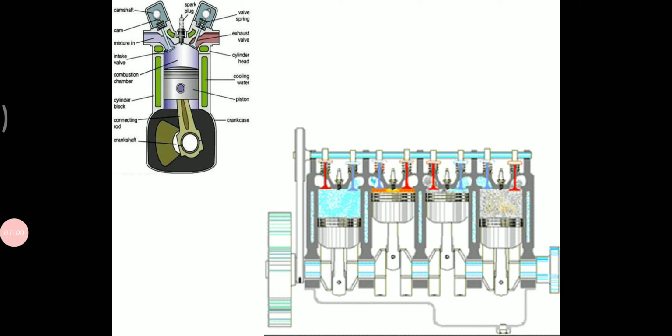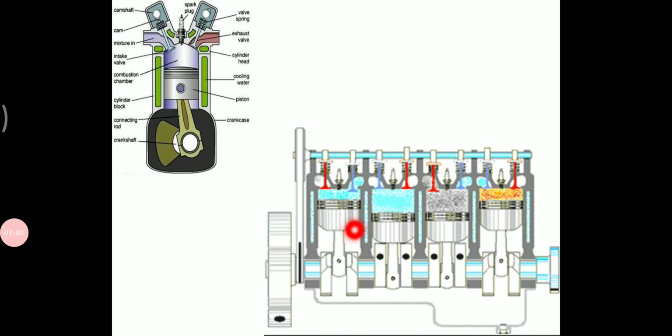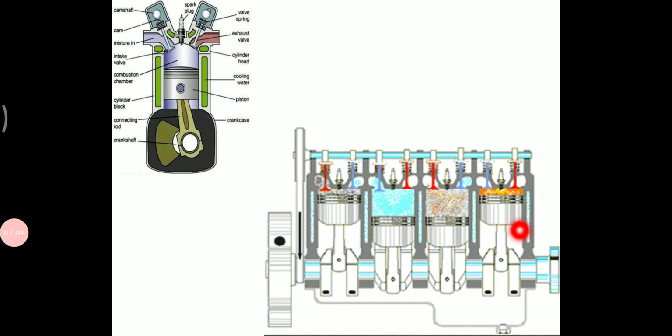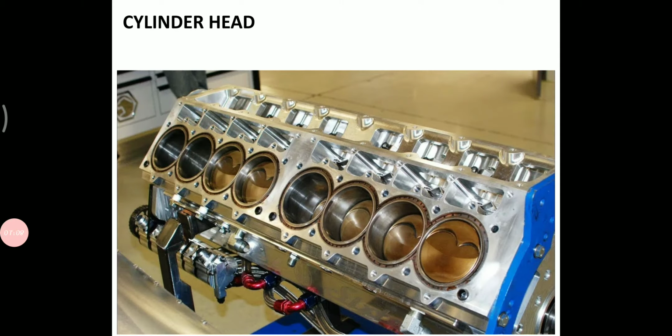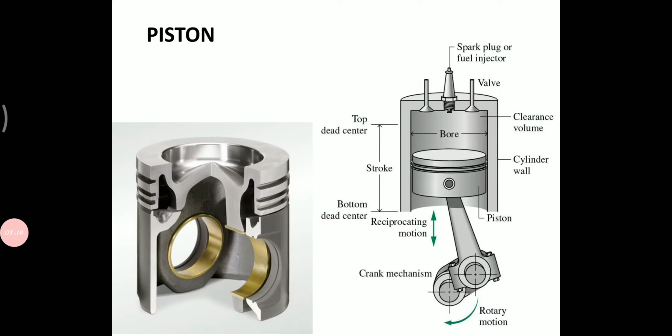So this is a working cycle of the petrol engine. I will explain with the help of a two-dimensional diagram in the next slide. This one is called the cylinder head. How does the cylinder head look? It's an actual image of a cylinder head. Next one is the piston. Piston is very important, and there are some terminologies that you have to learn. So one by one I will take that.